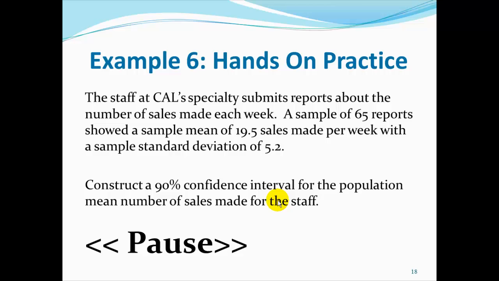Now let's get some hands-on practice. The staff at Cal Specialty submits reports about the number of sales made each week. A sample of 65 reports showed a sample mean of 19.5 sales made per week, with a sample standard deviation of 5.2. Construct a 90% confidence interval for the population mean number of sales made for the staff. You should pause the video at this time in order to compute this problem.